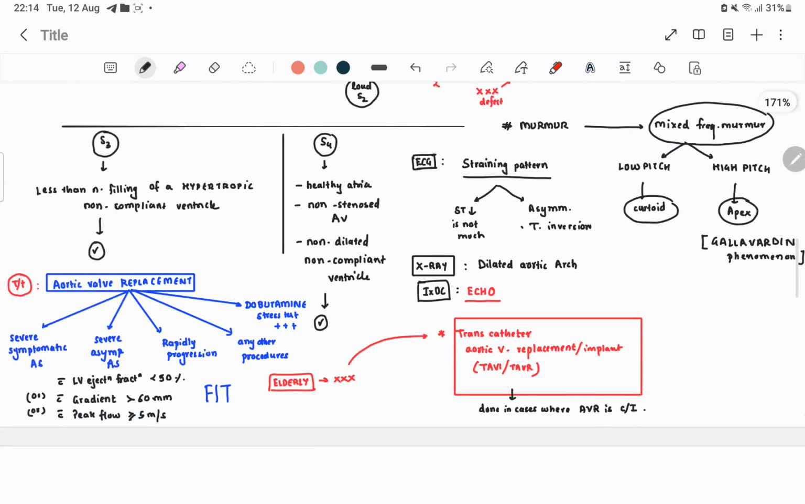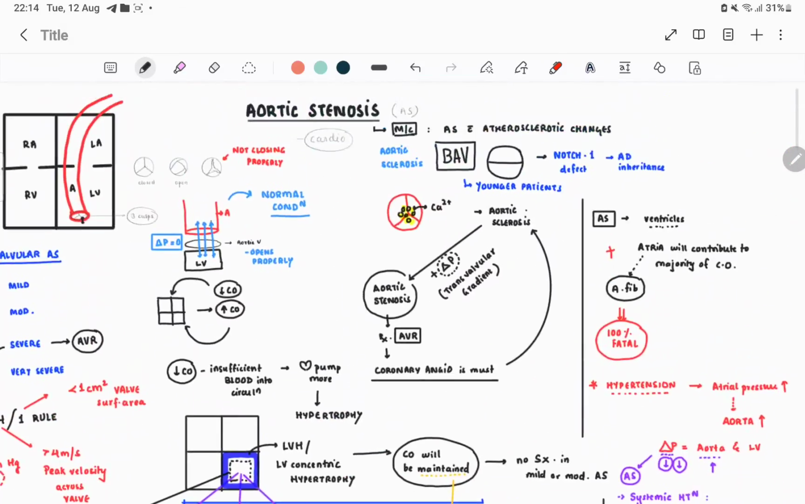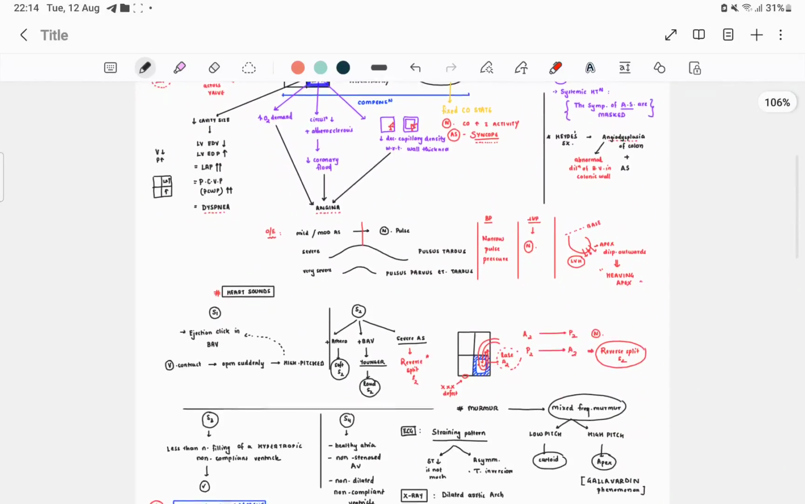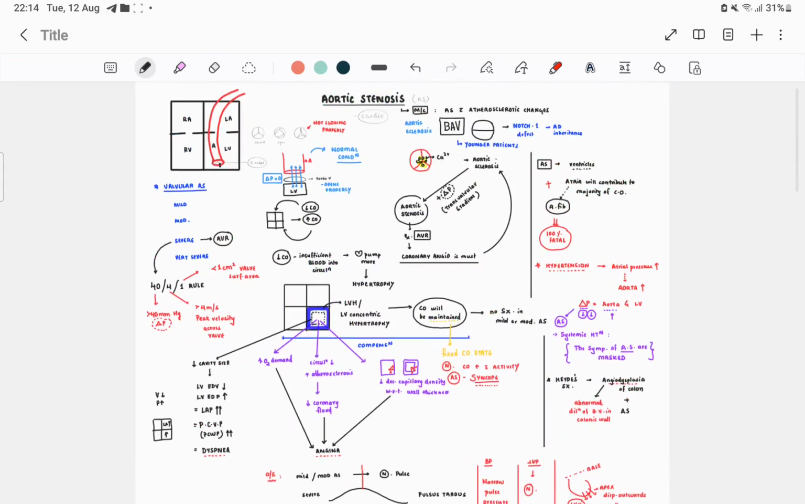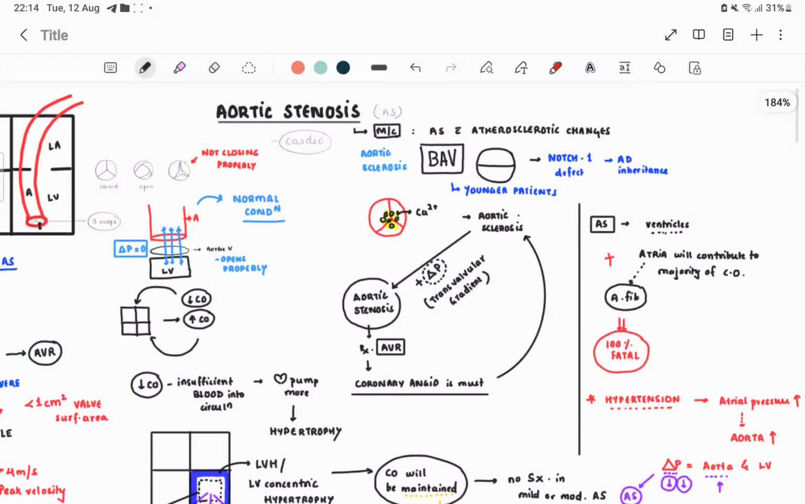With this, we come to the end of this module on aortic stenosis, and in one page we summarized aortic stenosis in total. With this, let's meet in another lecture. Let's meet any other day with a new topic. That's all. Thank you.